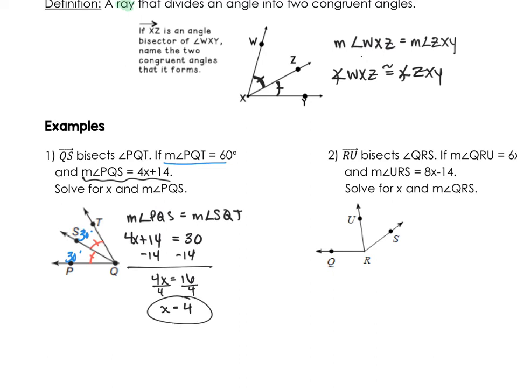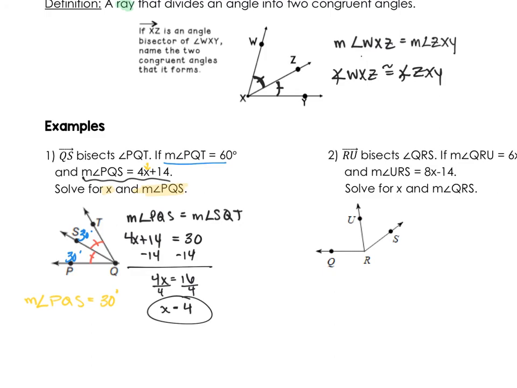They also asked us to find not only x, but also the measurement of angle PQS. Well, we kind of did that at the beginning. The measurement of angle PQS is 30 degrees. So I could find that by substituting the 4 in where x is. Like I could make this a 4 and solve, but I already know that's 30.